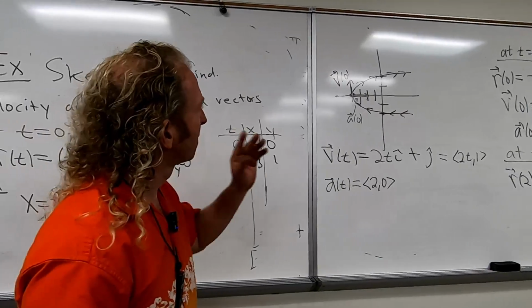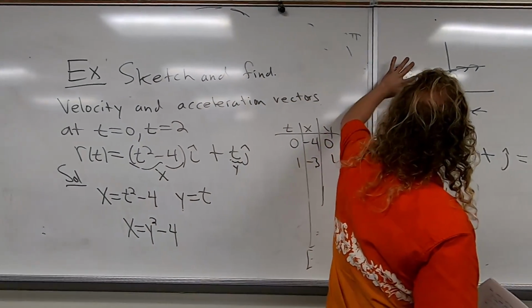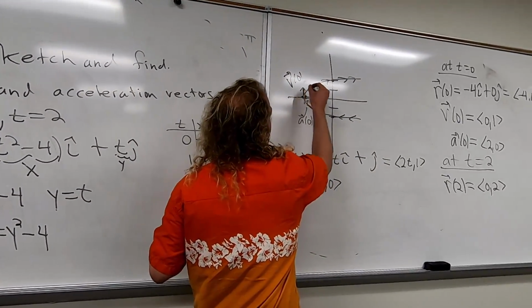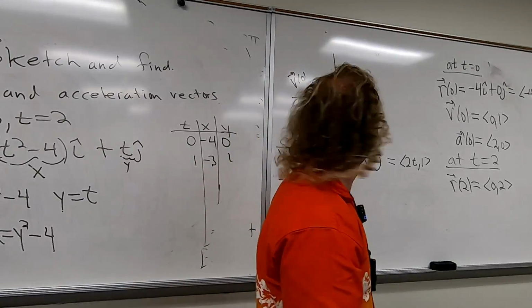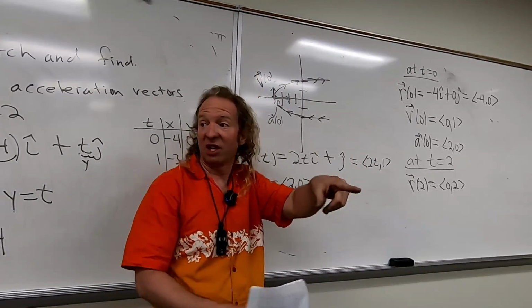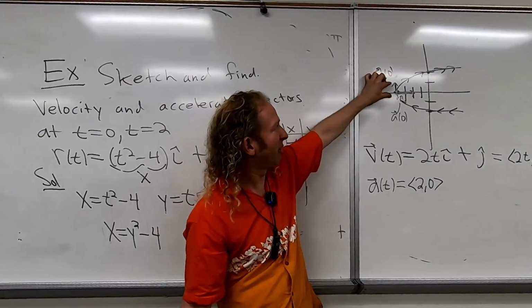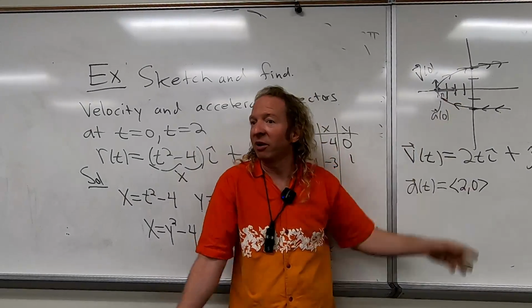Your velocity only goes up one space. Yeah, that's a bad picture. Your y is 1, yes, because the y is 1. And then the acceleration goes over 2. Everyone see what he said? It's really important. It only goes up 1 and it goes right 2.